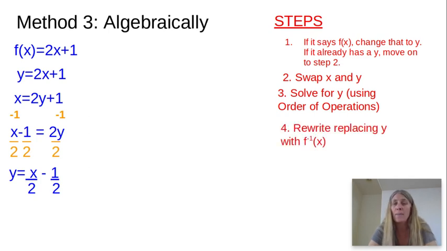And this is our final step. We're going to replace that y with f inverse of x, written f to the negative 1 of x, which shows that it is the inverse of the previous line. So the inverse of f of x is x divided by 2 minus 1/2.